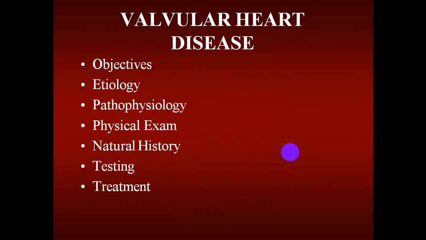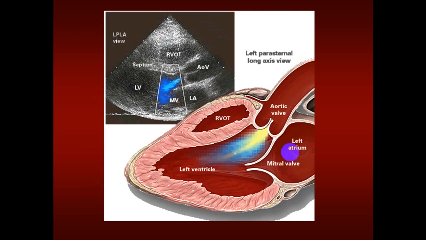The main goals are to know the etiology, pathophysiology, and hemodynamic changes, and the proper physical examination, to know the natural history of aortic regurgitation, the most important investigations for diagnosis, and to make a proper plan for management. This is a diagram and echo, left parasternal long axis view, showing the regurgitant volume in the left ventricle.